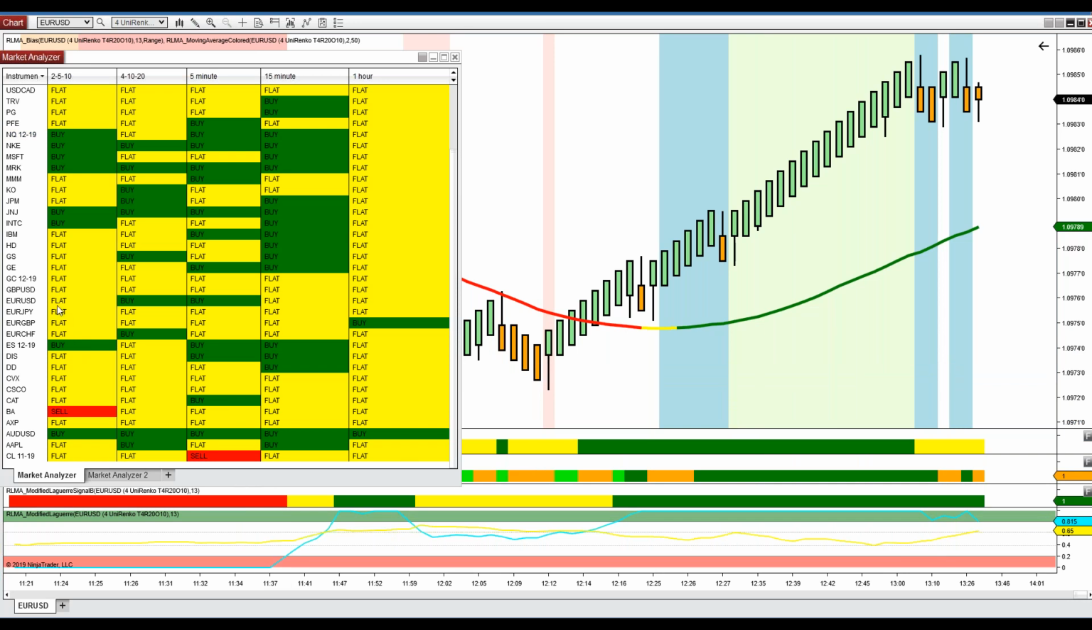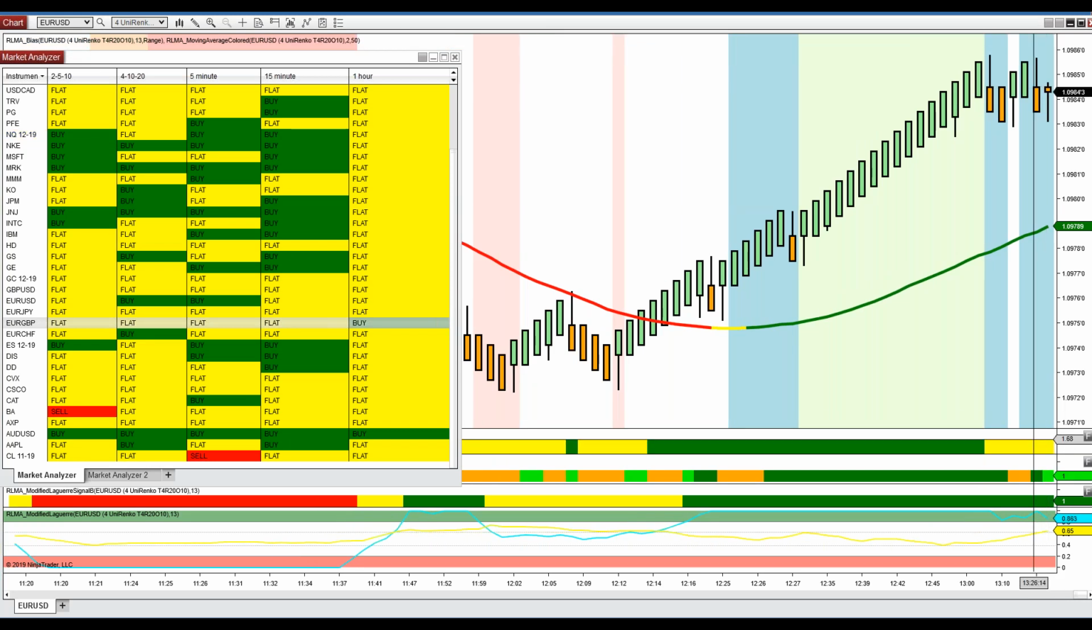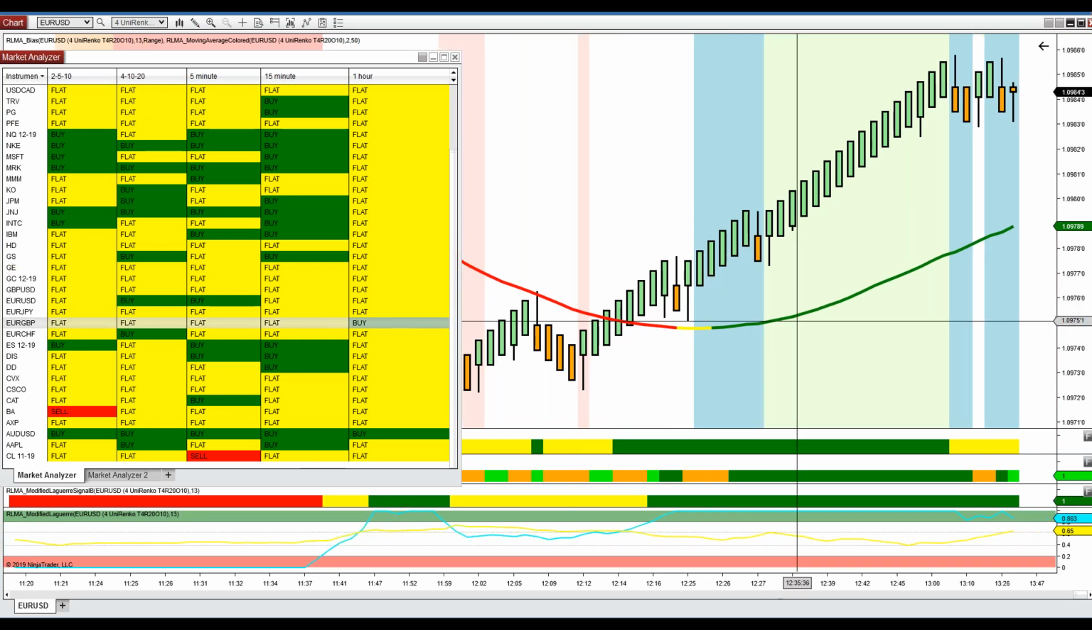Now the Euro USD is still signaling a buy on the 41020. Hang on one second here. The Euro USD on the 41020. Now on the 41020, we don't have the quant. And I would have to ask Sergio why we're still getting a buy signal here, because we should not.